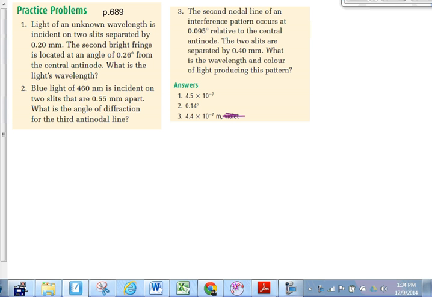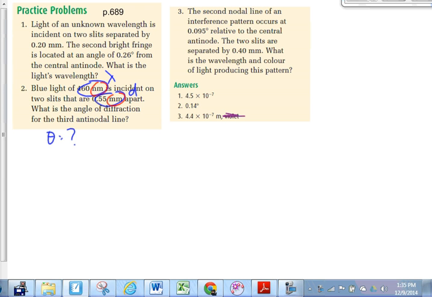Any issues with 1 to 3 there? One and two? 1 and 2, really? You got 3? Okay, let's take a look at 3 then, because 3 is the harder one. So maybe let's take a look at 2 and 3. Number 2, blue light of wavelength. This is the wavelength, right? We don't like those units, so we're going to convert that. 2 slits that are this far apart. This is the distance between the slits, little d, but we don't like those units either. We want to find the angle of diffraction for the 3rd antinodal line.